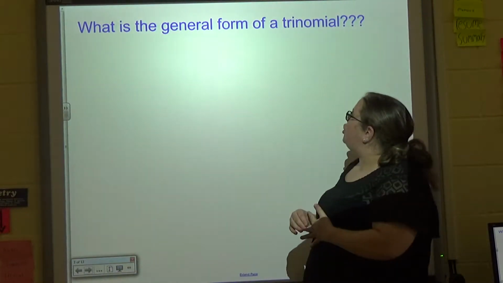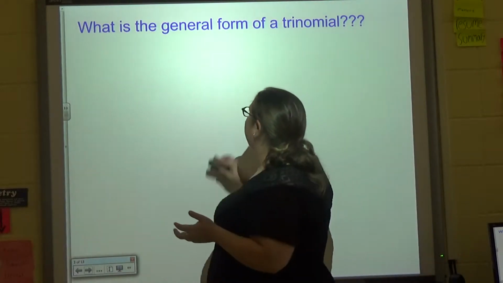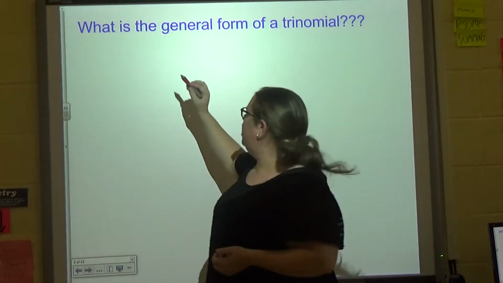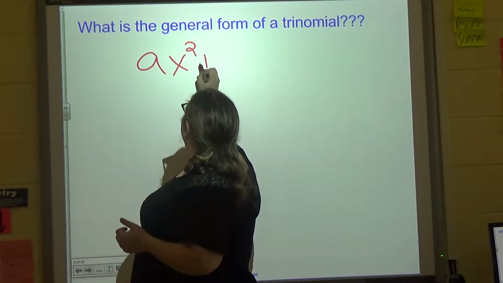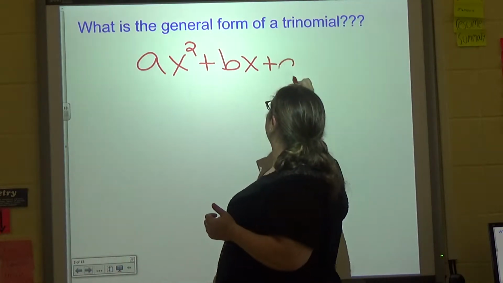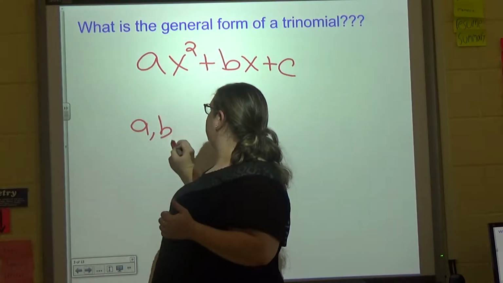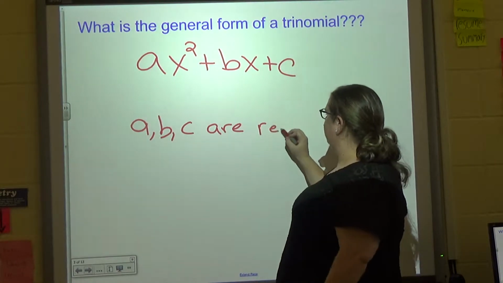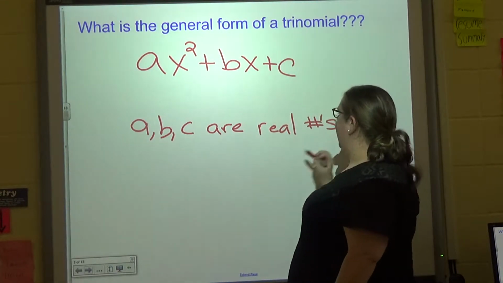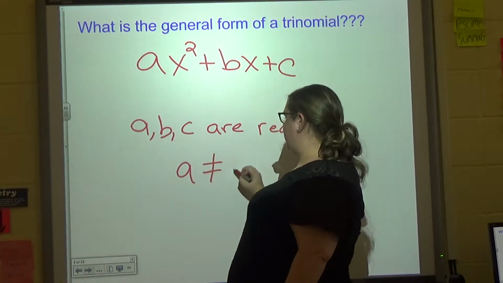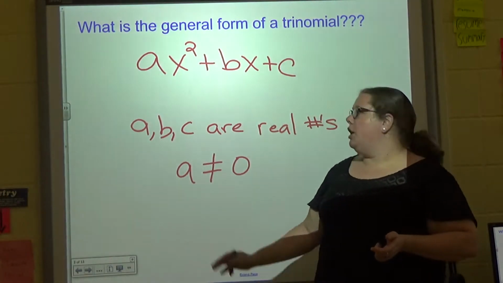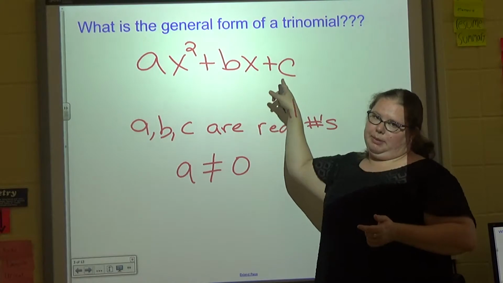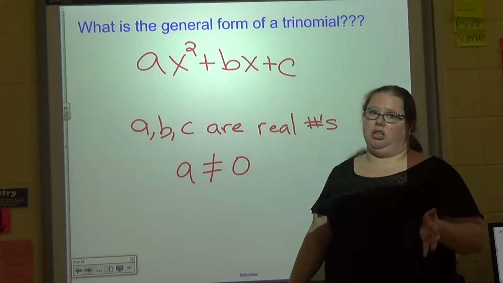Alright, so what is the general form of a trinomial? So the general form of a trinomial is ax squared plus bx plus c, where a, b, and c are integers, are real numbers, and a cannot equal 0. So today, a can't be 0 because if a was 0, this term would go away, and then we would have bx plus c, and that's not a polynomial, that's a linear equation.